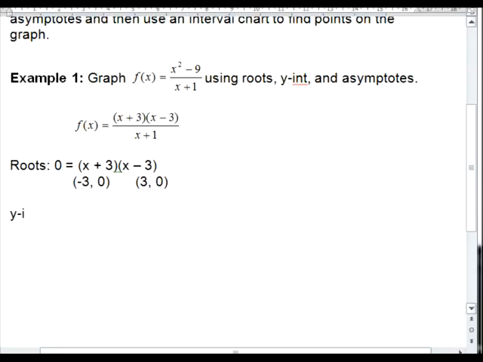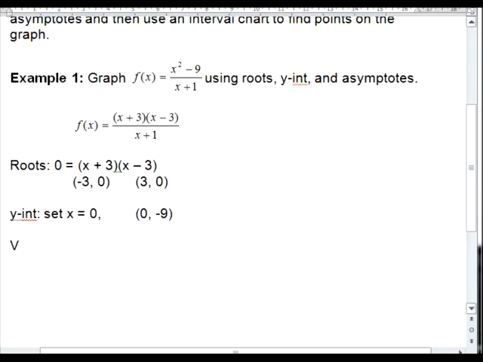To get my y-intercept, I'm going to set x equals 0. So my y-intercept is going to be 0 comma negative 9. If there are any questions here, you can raise your hand and ask the supply teacher, but that should be straightforward.